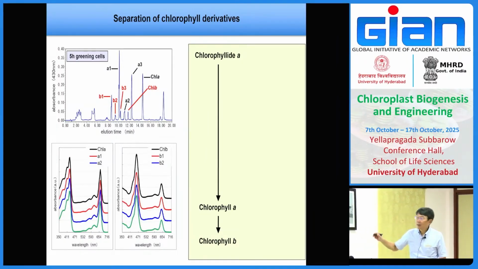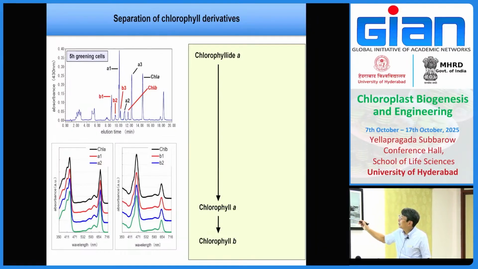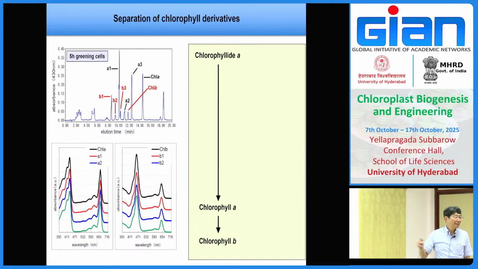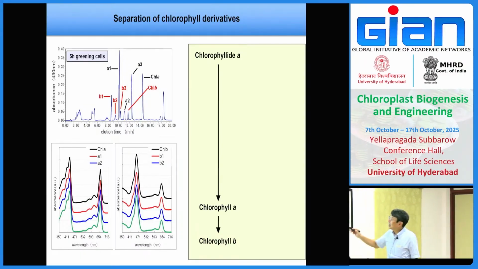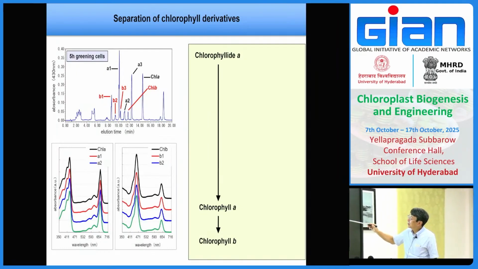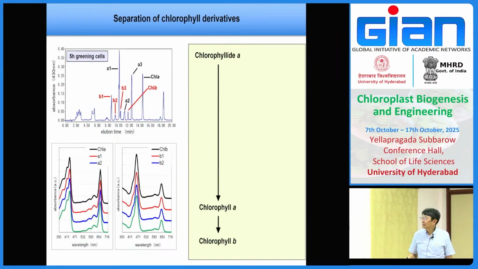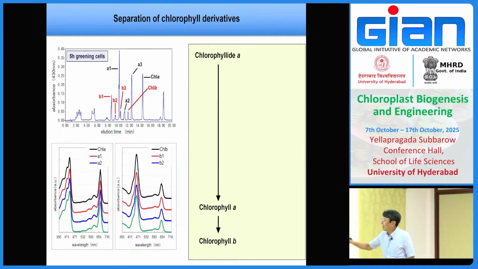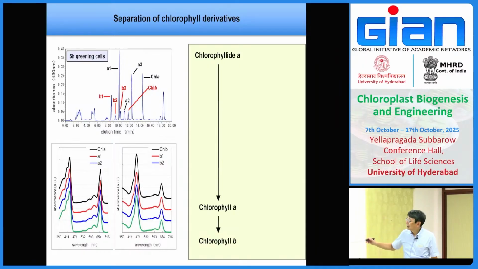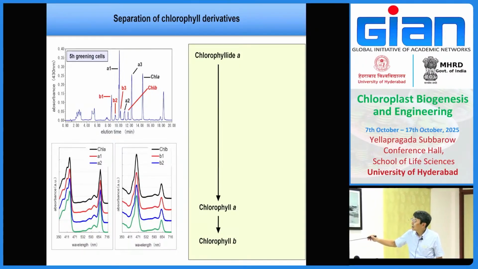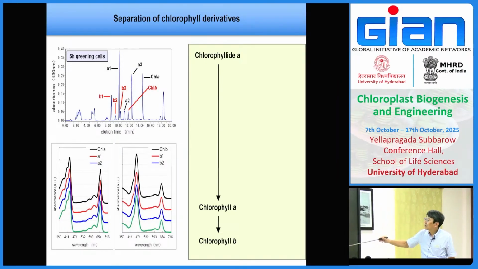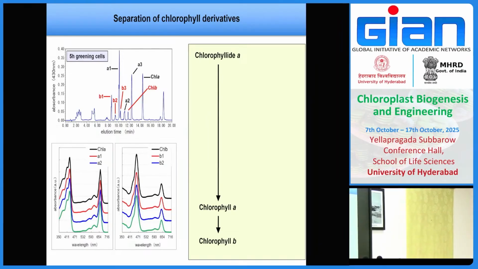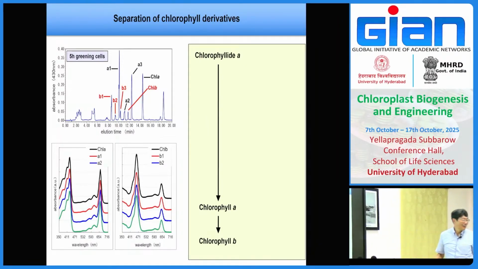And chlorophyll A type peaks A1, A2, A3 were also separated before the chlorophyll A separation. In addition to chlorophyll B, chlorophyll B1, B2, B3 were separated. If you look at the absorption spectra of chlorophyll A, A1, A2, the absorption spectra were exactly the same. Chlorophyll B type also the same. The spectra are the same, but they are separated at different positions.